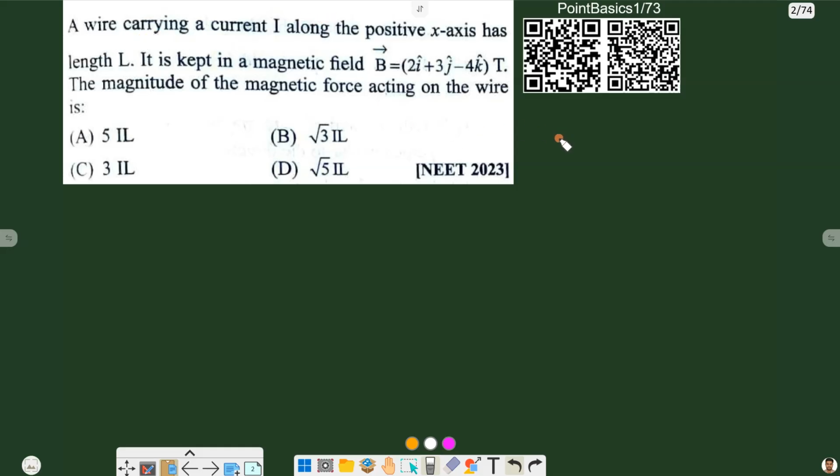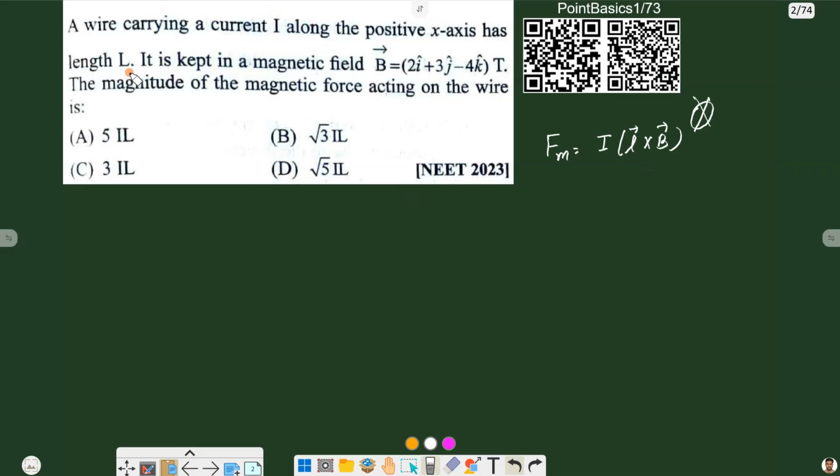One thing that you have to remember is that this is a current carrying conductor, a one-dimensional conductor, which is not closed. The conductor should not be in a closed loop. If it is in a closed loop, then we have to use a different method. But if it is not in a closed loop, then the magnetic force will be I into length cross B. The direction of the length is taken according to the direction of the current. As here the current is in the positive x direction, we will take the length in the positive x direction.